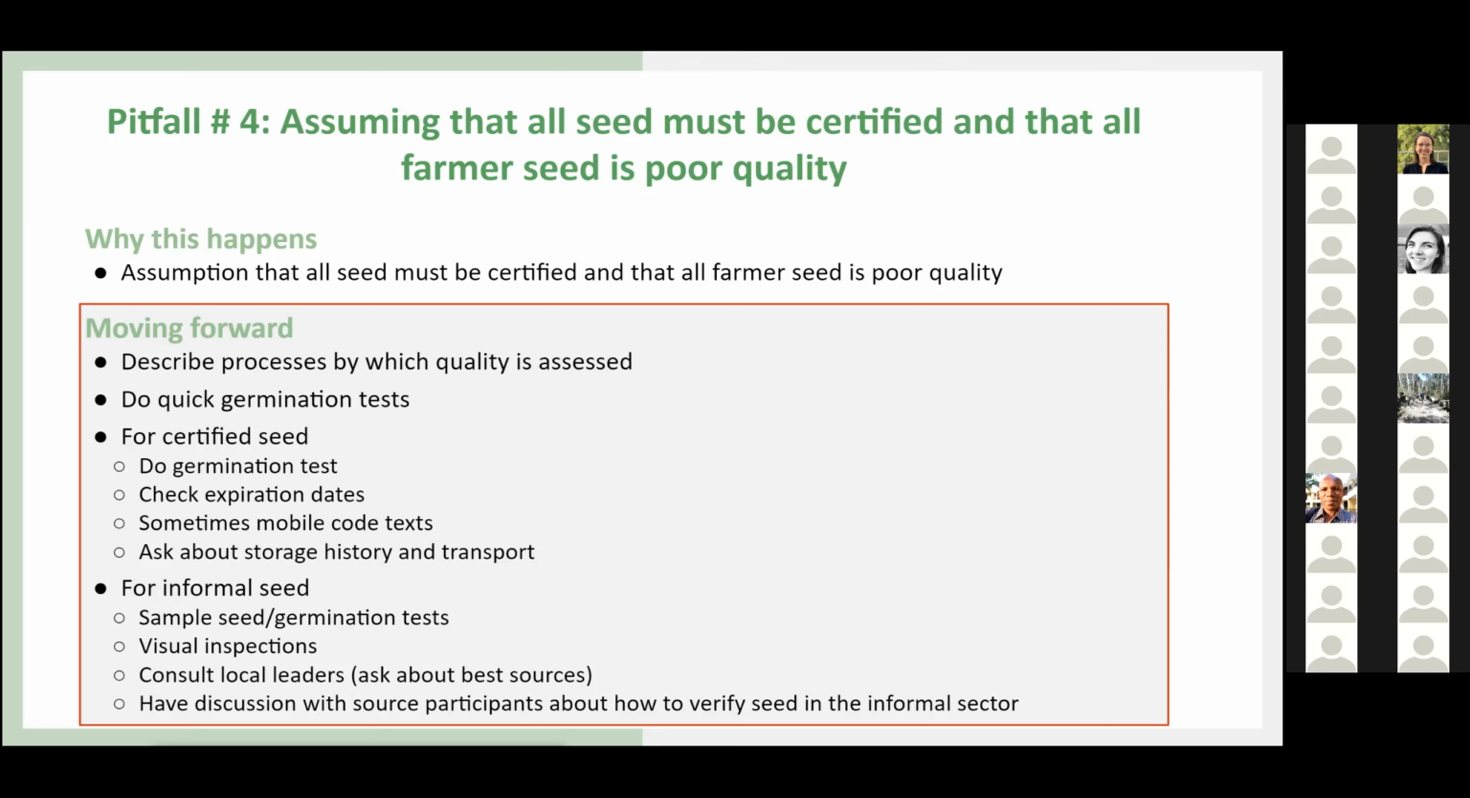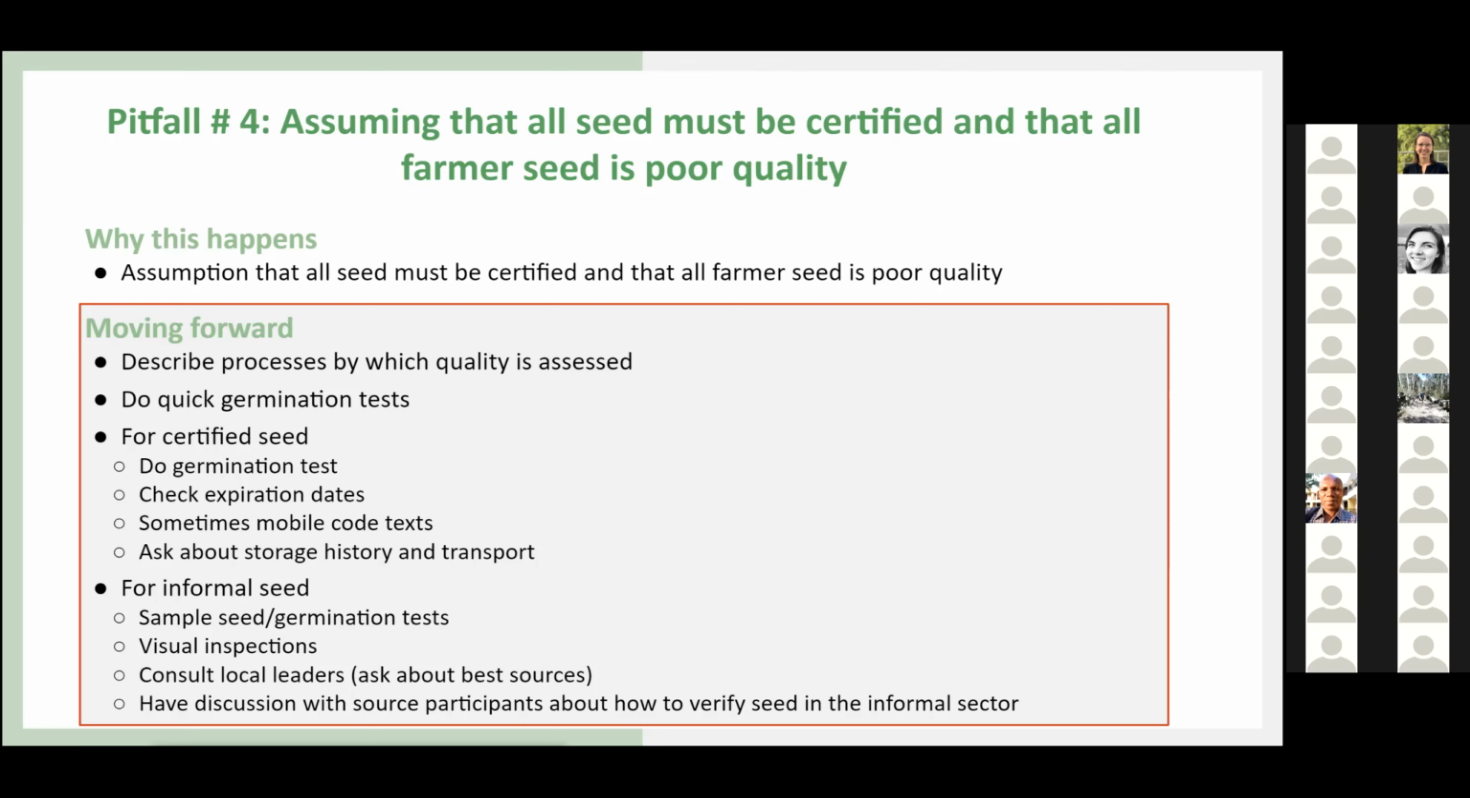And sometimes, in some countries, we have codes where you can send a text, you can send a code to a number, and then you get feedback to confirm that the seed is of good quality. Also, it's important to ask about the history of transport, how it was stored, and so on, so that you are able to do traceability, tracing of the seed to the source, and you are able to ascertain the quality.